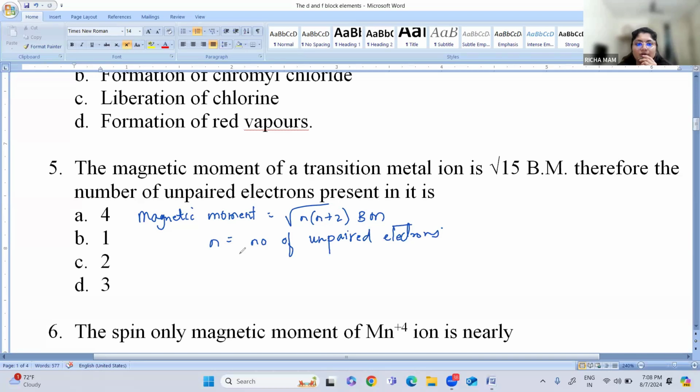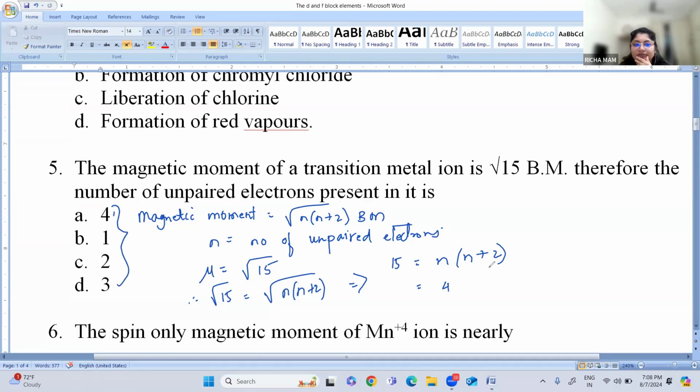Now here, what is our magnetic moment? That is mu equals square root of 15. So square root of 15 is square root of n into n plus 2. If we remove the square root, 15 equals n into n plus 2. What is possible? These are the possible numbers of unpaired electrons. If I put 4, 4 plus 2 is 6, and 6 into 4 is 24. So this is wrong.